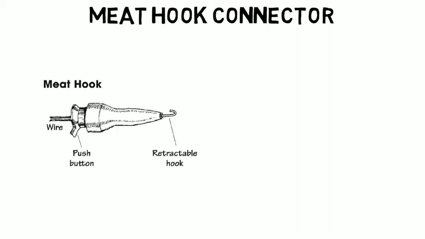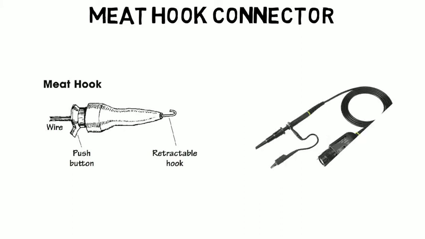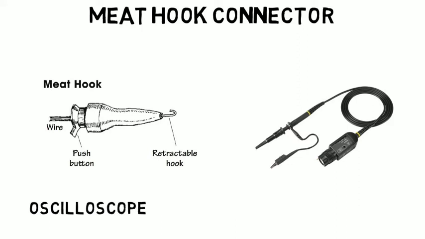15th on our list are meat hook cables. These connectors are used as test probes. The spring-loaded hook opens and closes with a push of a button. The hook can be used to clamp onto the wire and component leads.